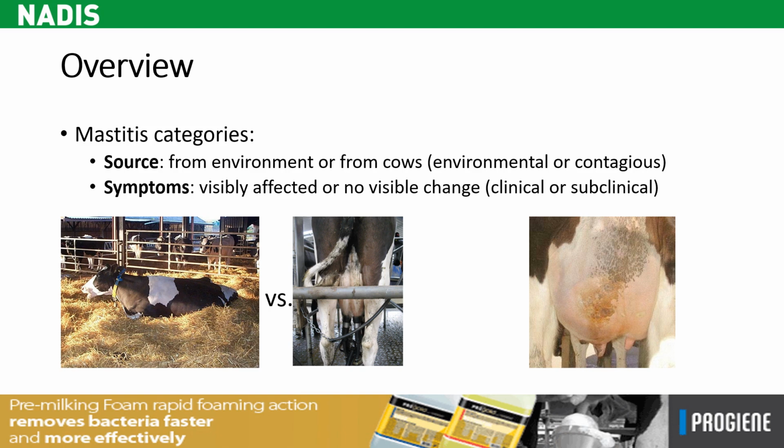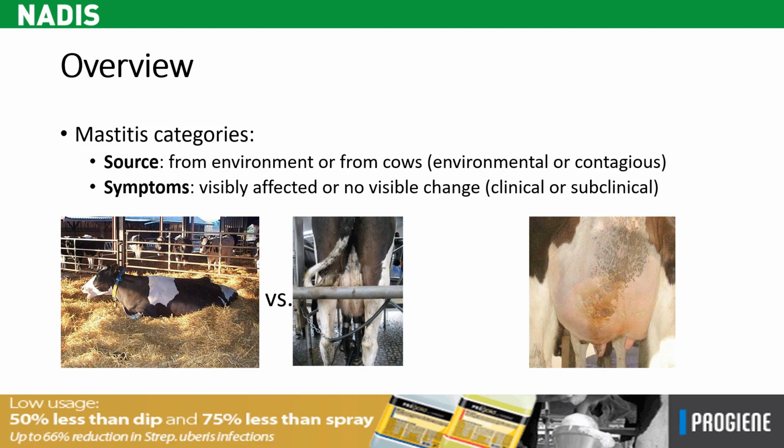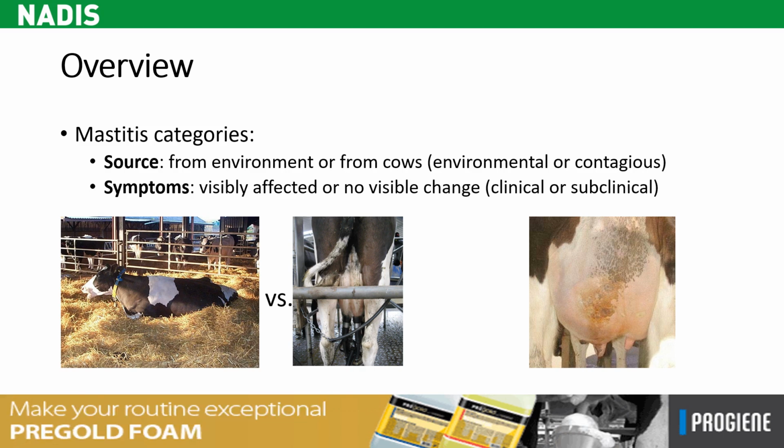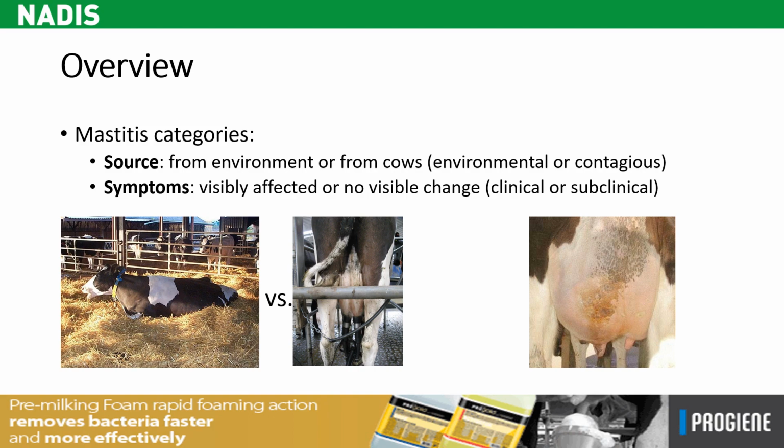Subclinical infections cause no visible change and can only be identified by tests in the parlour or a lab. These cases of mastitis can cause significant problems despite the lack of symptoms.